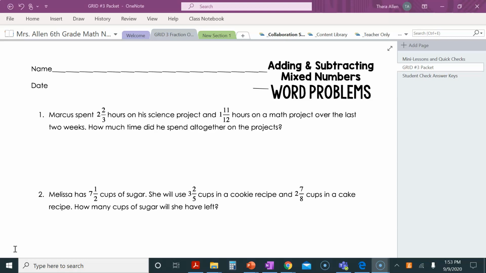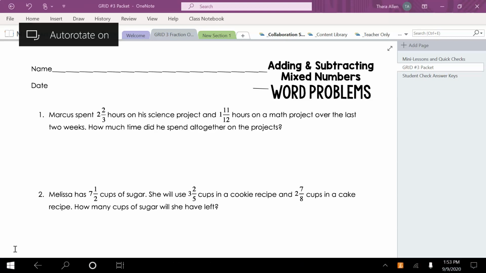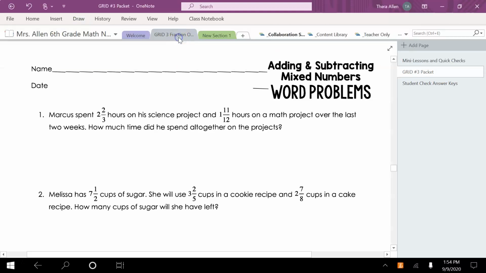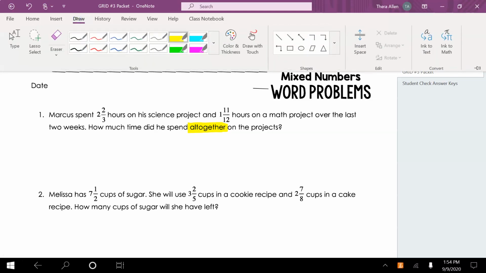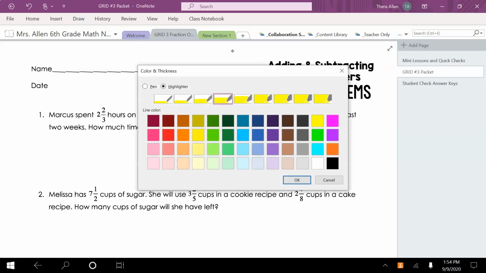Marcus spent 2 2/3 hours on his science project and 1 11/12 hours on a math project over the last 2 weeks. How much time did he spend altogether on the project? So first of all, this word right here, altogether, tells me that I'm going to need to add my 2 fractions together.